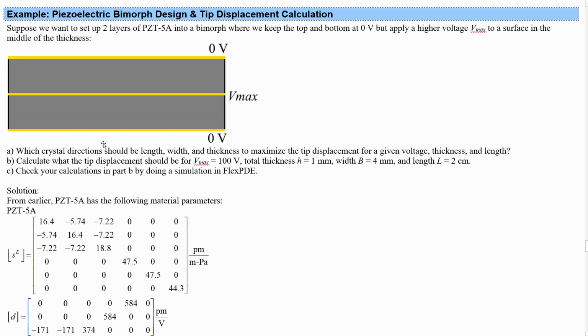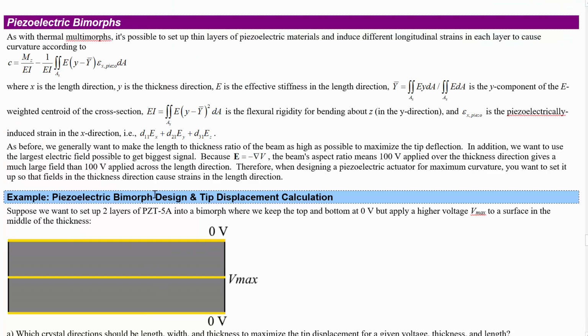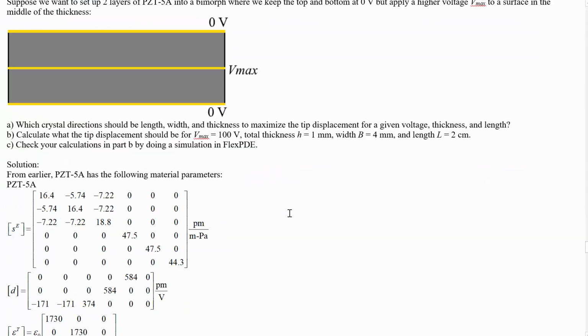Next, we're going to figure out what the tip displacement should be. If Vmax is 100 volts, the total thickness is 1 millimeter, the width is 4 millimeters, and the length is 2 centimeters. So we've got a symmetric one. So we've got half of the thickness on the bottom, half of the thickness on the top. We're going to use this formula, and the E is going to be the effective stiffness in the length direction.